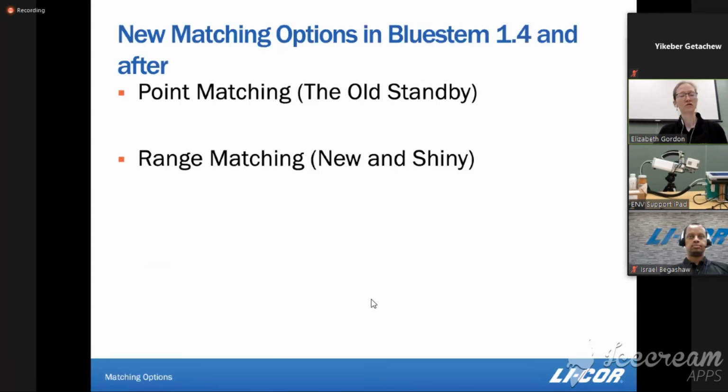There are two different matching options in BlueStem 1.4 and after. We're now at 1.5. There's point matching, which is the old standby, where we match at a certain CO2 concentration, and if we change CO2 concentrations, we might need to match again. Or there's range matching, where we match the CO2 or the H2O at different ranges, and then we have that information in the instrument's memory and can use it.